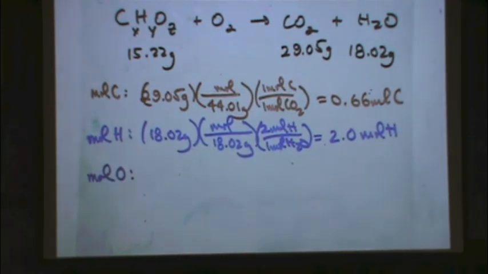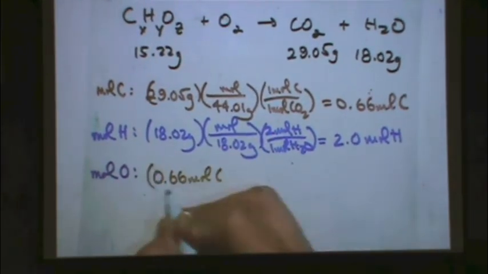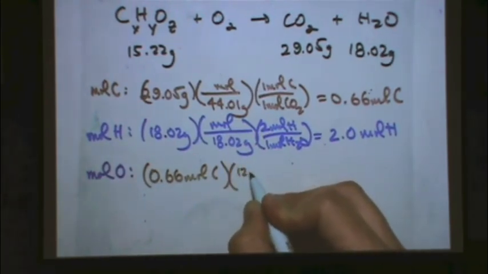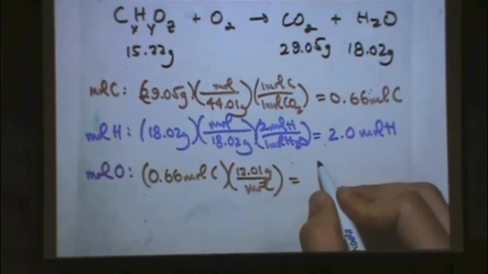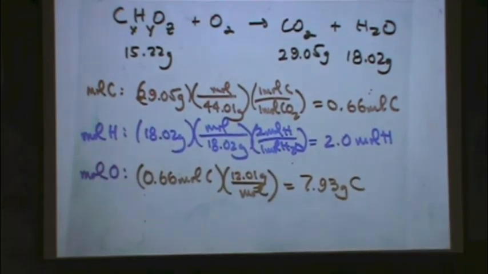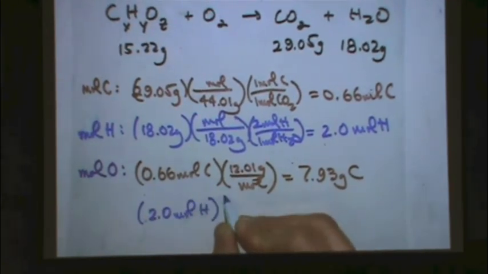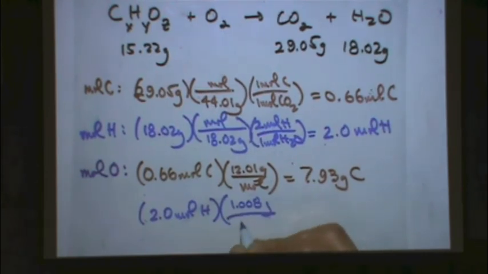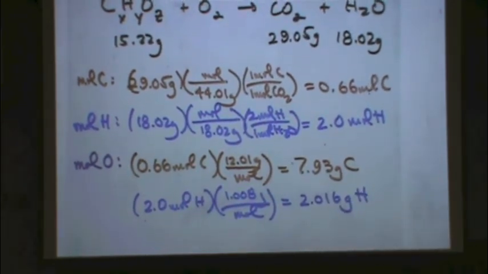So, I'm going to take the top one, the 0.66 moles of carbon, and I'm going to find grams. So 12.01 grams per mole from the periodic table. And that's going to turn out to be 7.93 grams of carbon. Now I'm going to do the same thing with the hydrogen. I got 2.0 moles of hydrogen. It's 1.008 grams per mole from the periodic table. And this turns out to be 2.016 grams of hydrogen.